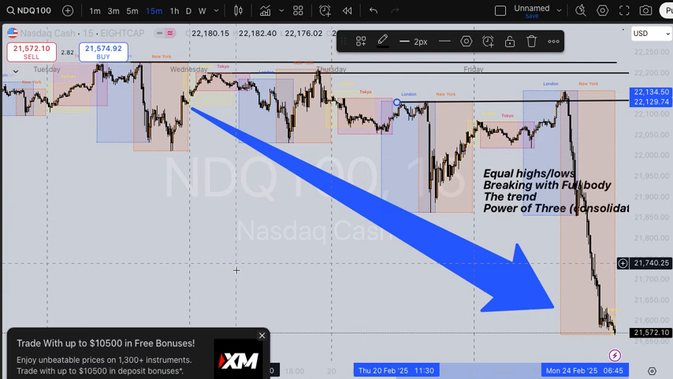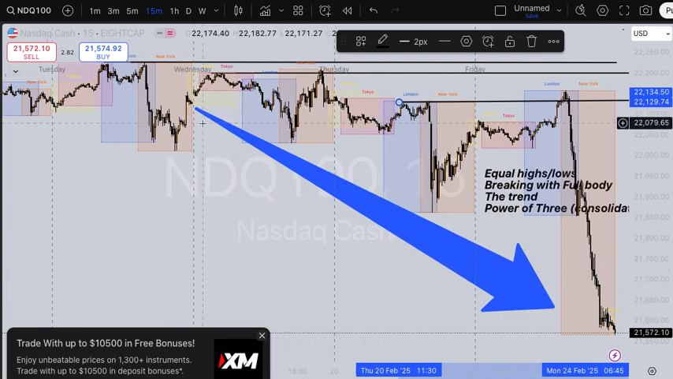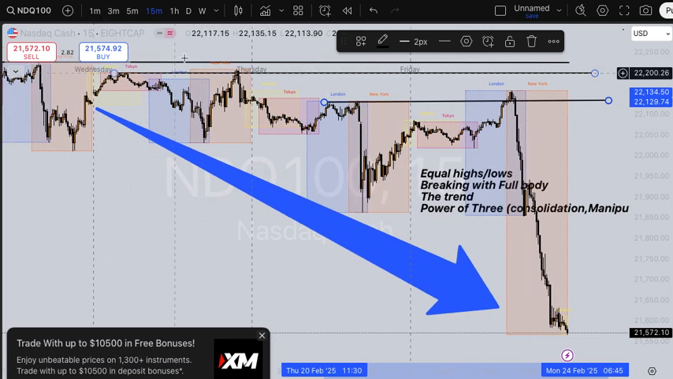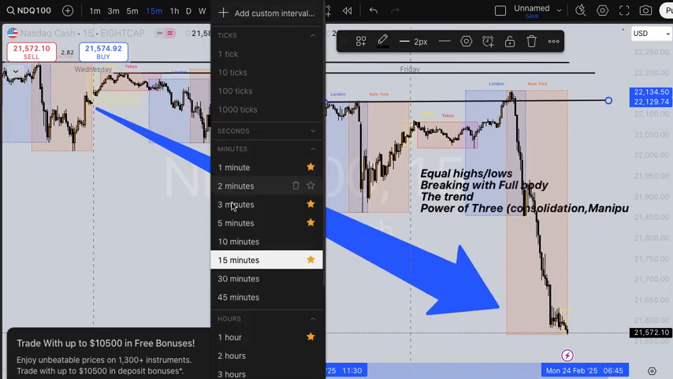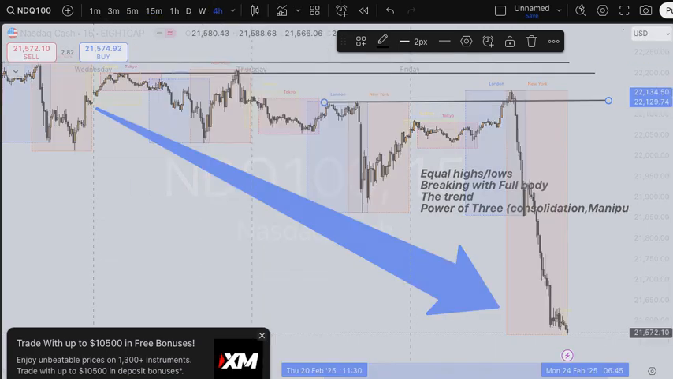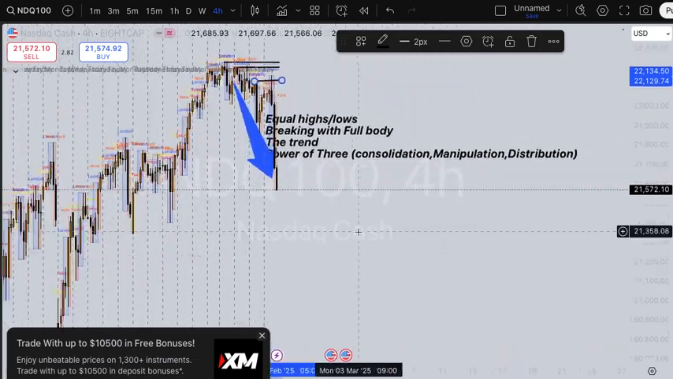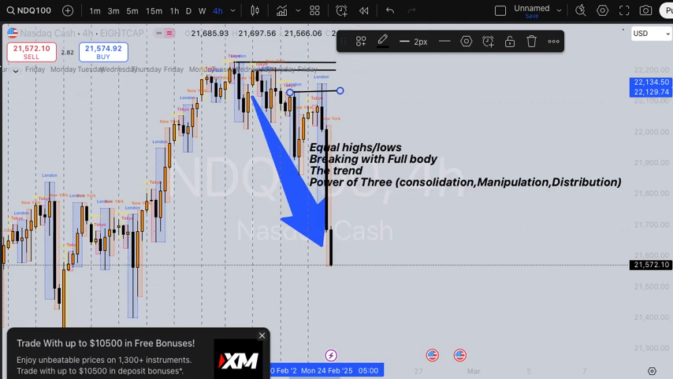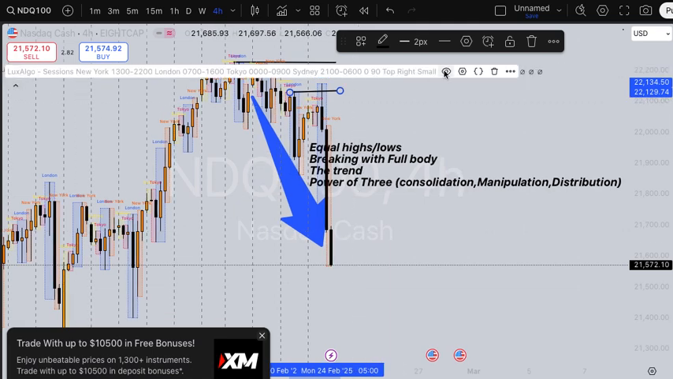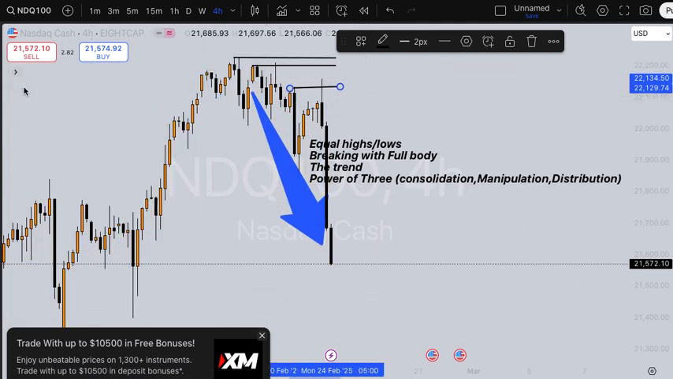Let's continue, right? Let's go to 4-hour and show you the daily bias. I know it's a bit messy, but I know how to make it clean. You see what I'm talking about?